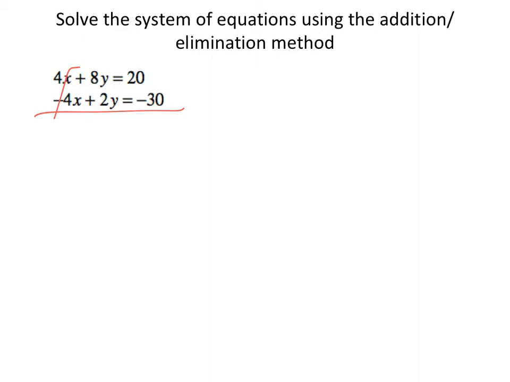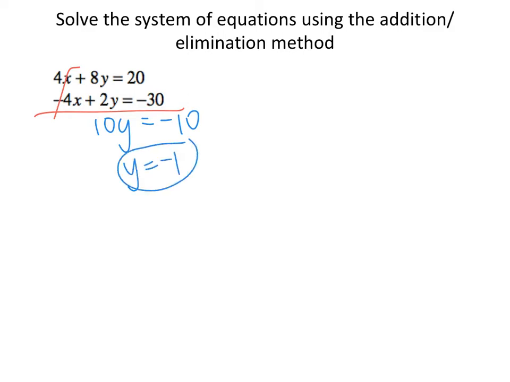So now we have 8y plus 2y is going to be 10y. And then I have 20 plus -30 is -10. Now I'm able to easily solve for y. 10y is equal to -10. I'm just going to divide both by 10. So y is equal to -1.